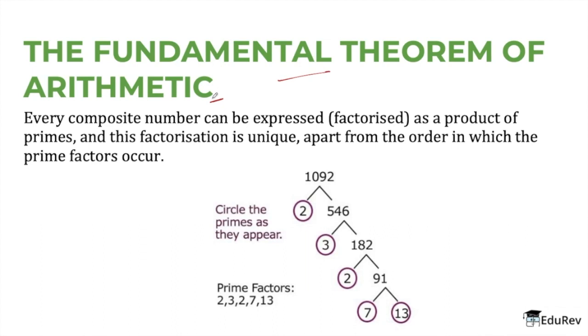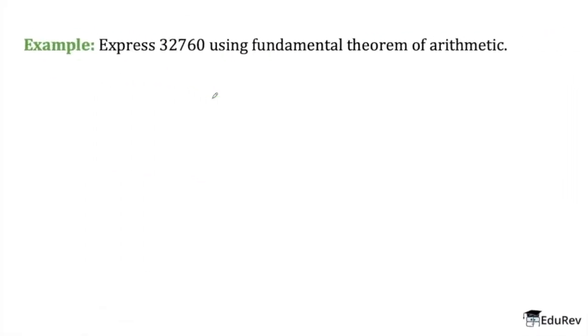And I would say that let's understand with the help of a question itself. Okay. So let's say that you need to solve a question that is 32760. Okay. So 32760. Now basically the fundamental theorem of arithmetic states that if I have a composite number, I just have to express that composite number in terms of my prime numbers.